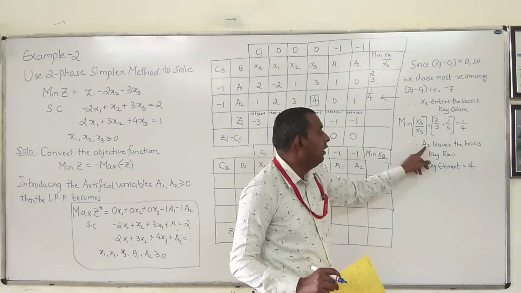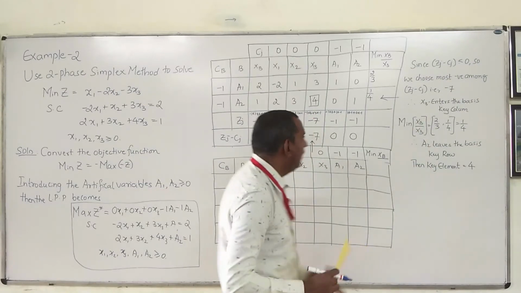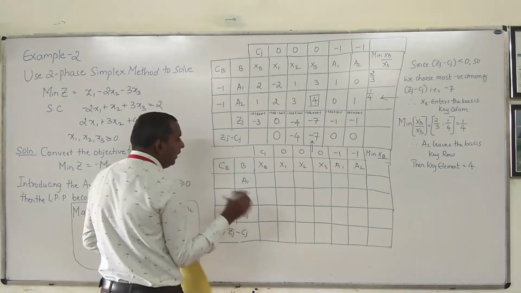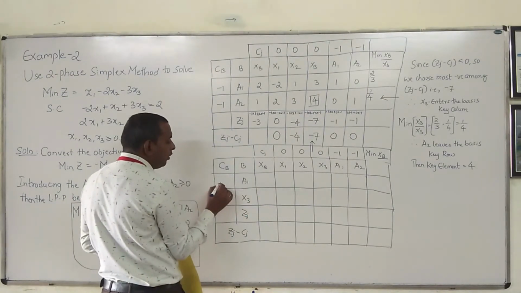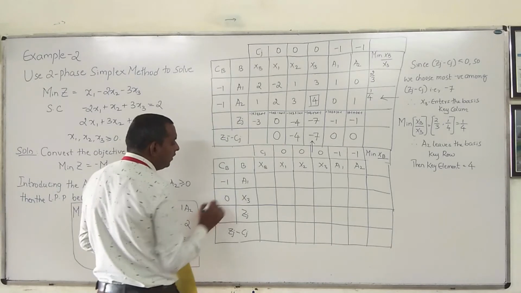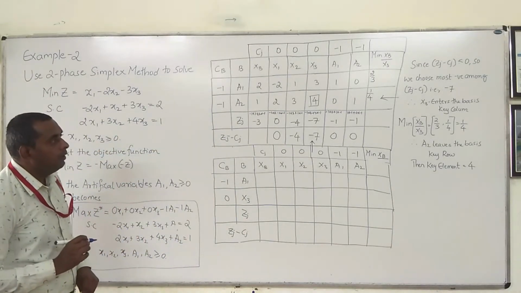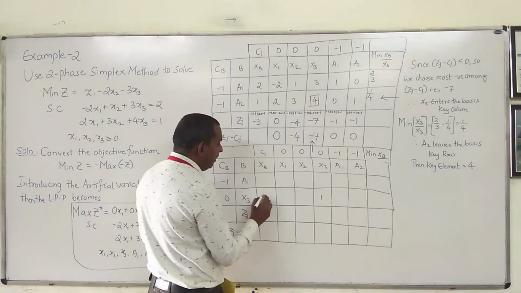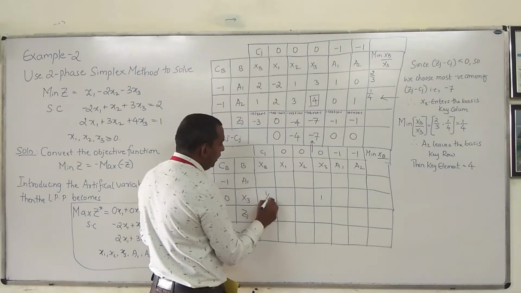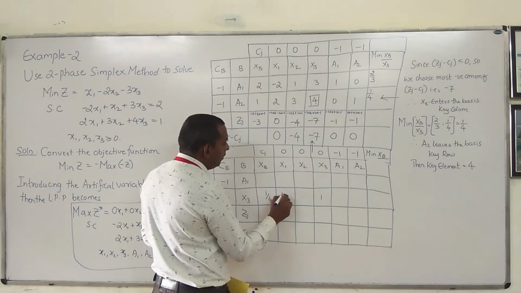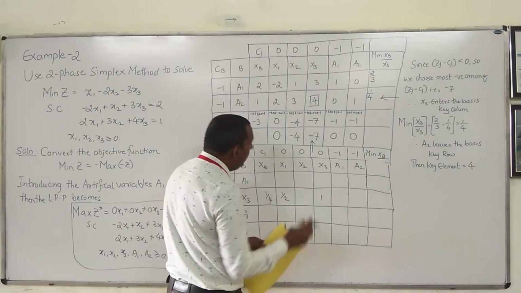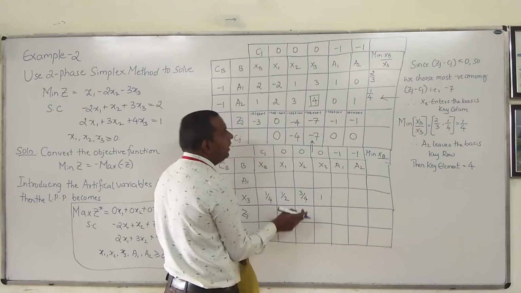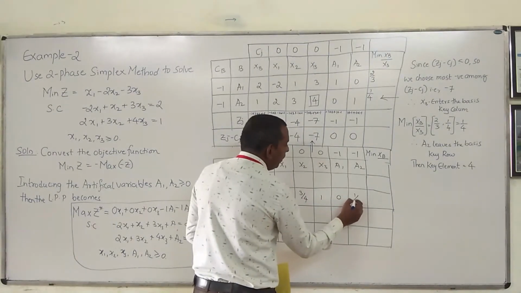So what we are supposed to do? In place of a2, we write x3. So a1 remains here. What is the coefficient of a1? It is minus 1. x3 is 0. This is the key element, x3 is the key element. It will become unity, so it is 1 upon 4. Then 2 upon 4 is 1 by 2. And it is 3 by 4. This row gets divided, so it is 0 and 1 by 4.